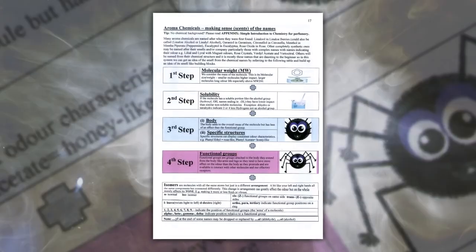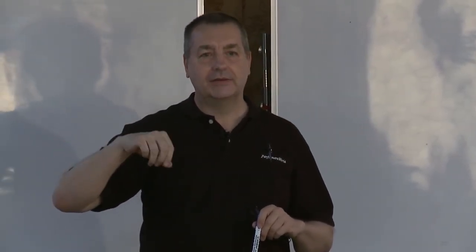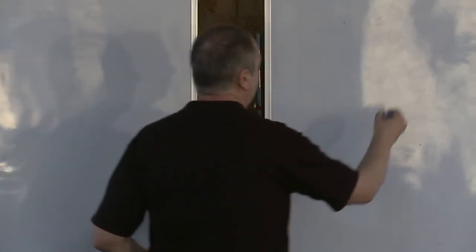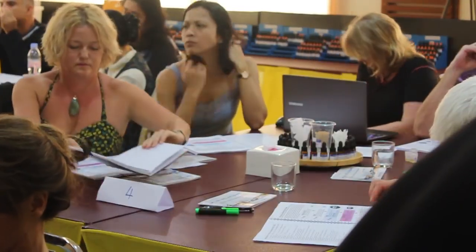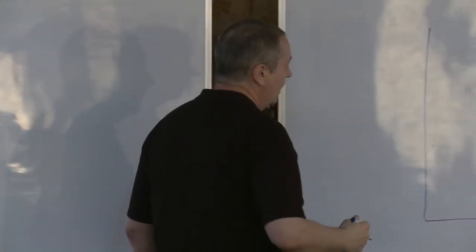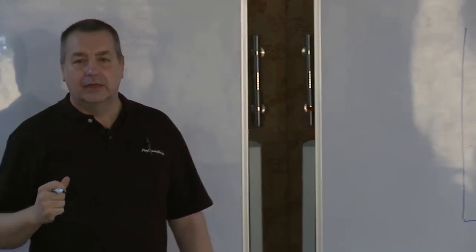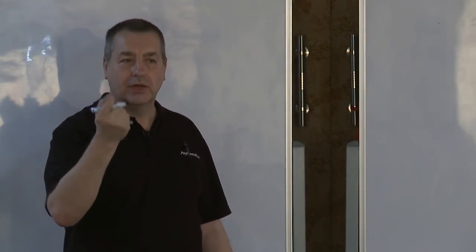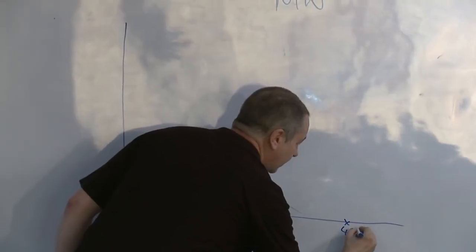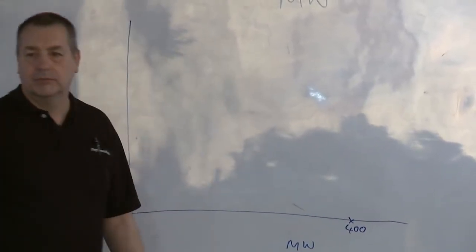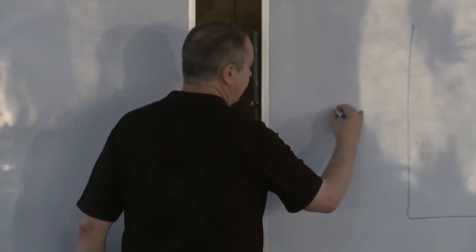The first is that there seems to be an inverse relationship between molecular size and impact. So if we look at molecular weight, that's the mass or the size of the molecule, if you like. What we find is that there are no molecules known that have smells above 400. So that's molecular weight. So the impact is 0.